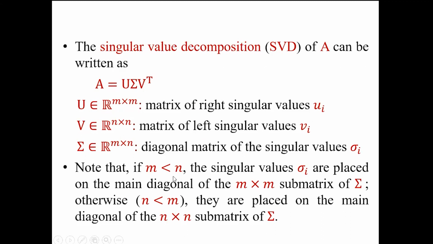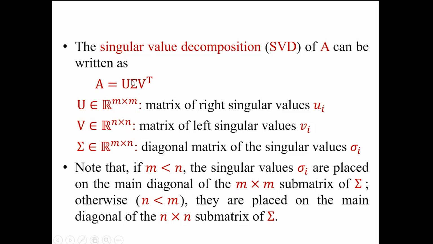If m is less than n, the singular values are placed on the main diagonal of the m by m submatrix of this. Otherwise, the singular values are placed on the main diagonal of the n by n submatrix of this. Because this matrix is not square, it is non-square, if you want to place the singular values along the diagonal, you have to look for a square submatrix. And this square submatrix is determined depending on the values of m and n. If m is less than n, then it's going to be along the main diagonal of a square m by m submatrix. If n is less than m, then it's going to be otherwise.